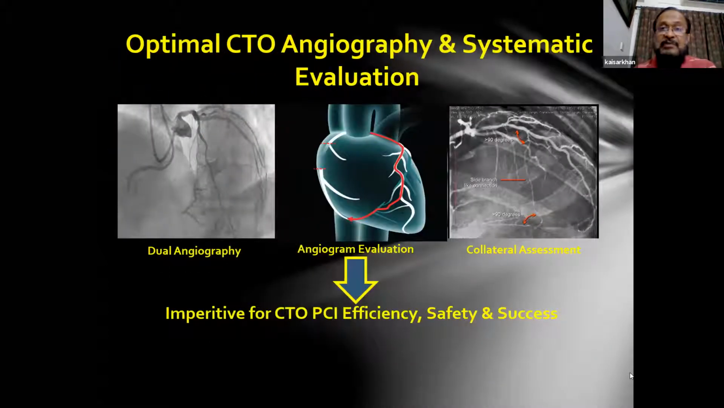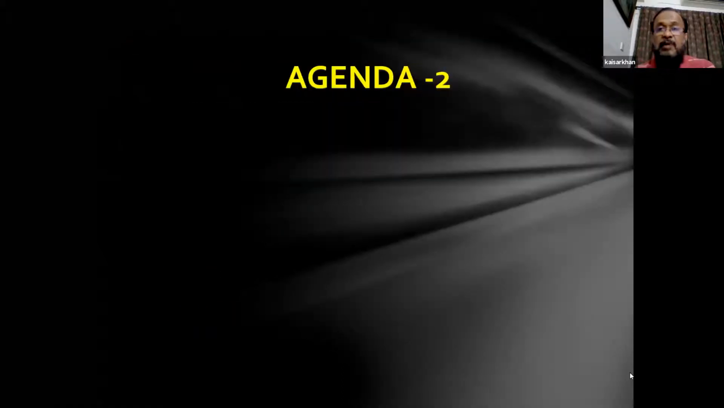So optimal CTO angiography and systematic evaluation is very important. You have to take dual angiography, you have to evaluate the angiogram, and you have to assess the collateral. It is imperative for retrograde CTO PCI efficiency, safety, and success. Now my second agenda, given by Dr. Mohsin, tools and kit for retrograde CTO.